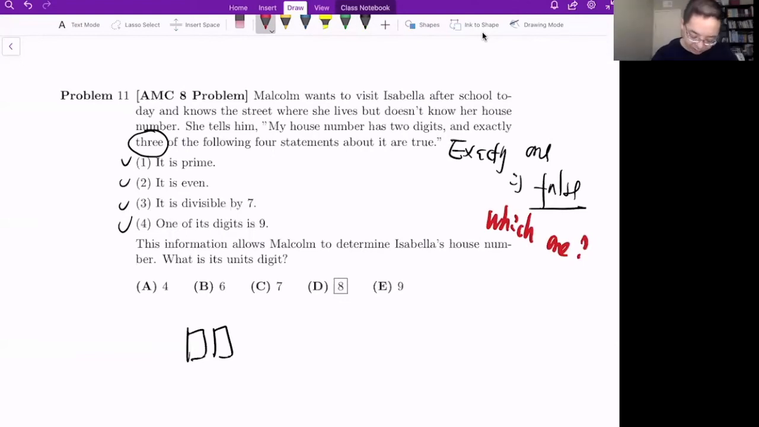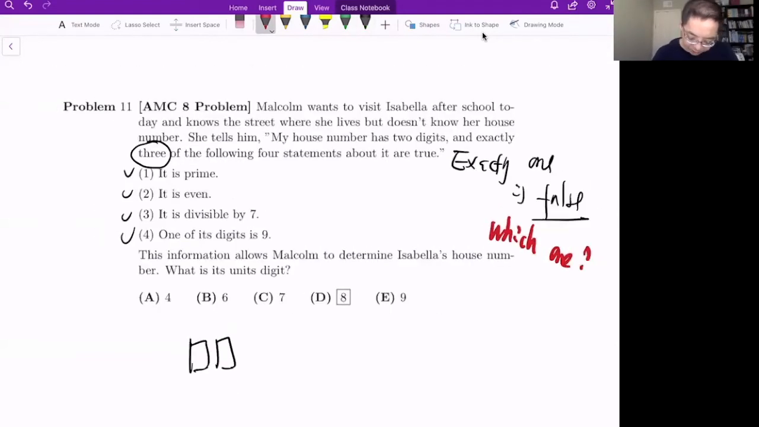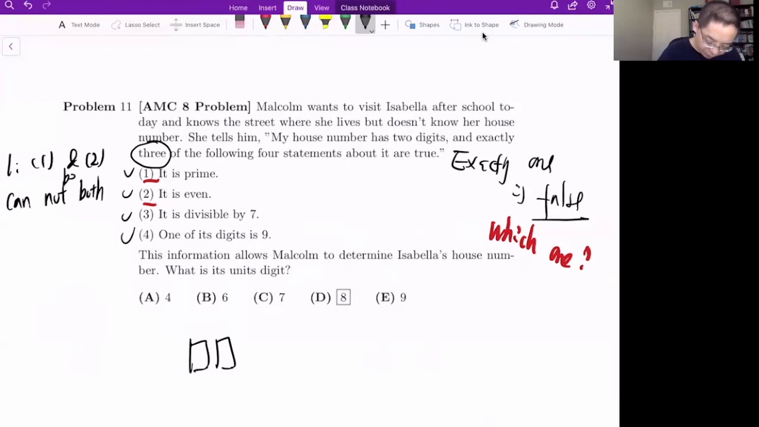All right, so let's look at the first statement. The first statement says it's prime, and the second statement says even. If both of them are true, that means this number is both even and prime. We know there's only one even prime number, that's 2. But it's a two-digit number, so it's impossible. So 1 and 2 cannot both be true, which means one of them has to be false.